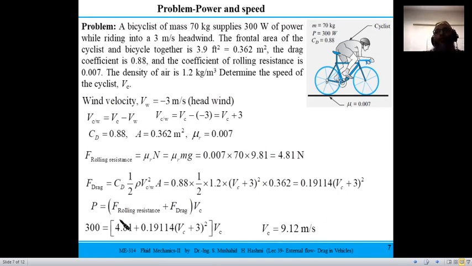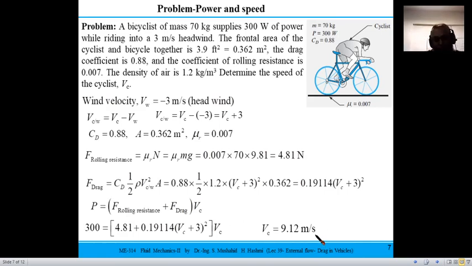You can do that. For example, once your cyclist speed is 0, so 0 plus 3 and the whole thing would be, then the power comes out to be 0. So we just substitute different values of the cyclist speed, let's say 5 meters per second, and then see whether we are getting this 300. At what value of Vc we will be getting power 300, that would be our answer.